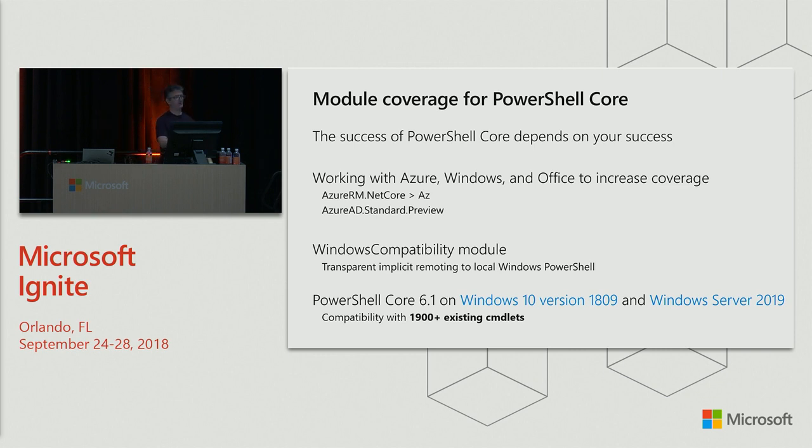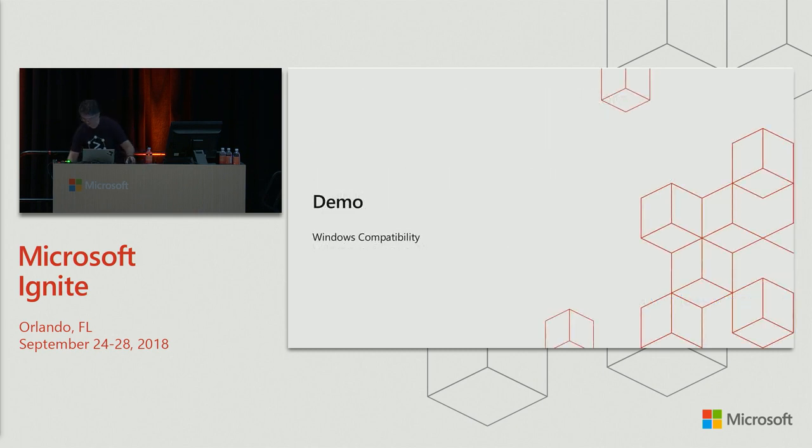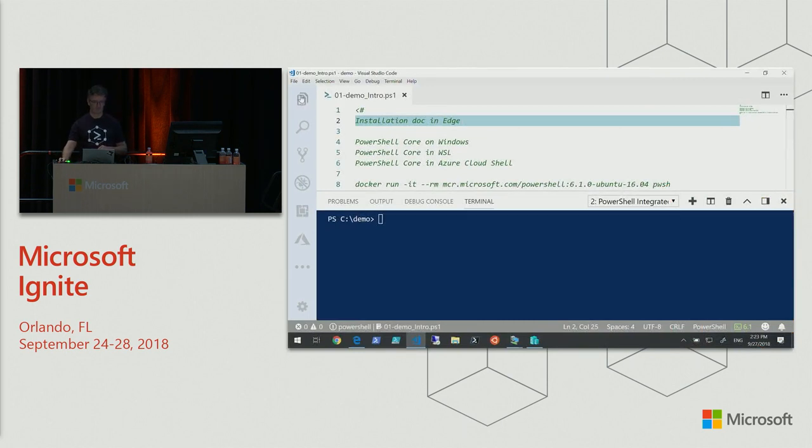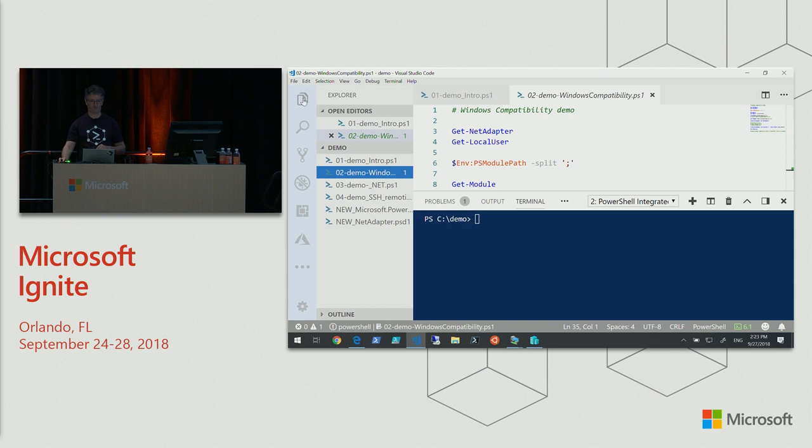Great stuff. On PowerShell Core 6.1, when you run it on Windows 10 version 1809 or one of those recent insider versions, or Windows Server 2019 that will be GA in October, you don't even need to use that one. You will immediately have access to 1,900 and more existing commandlets. That's pretty cool, right? So let me show you how that works. So here I have a demo for Windows compatibility.